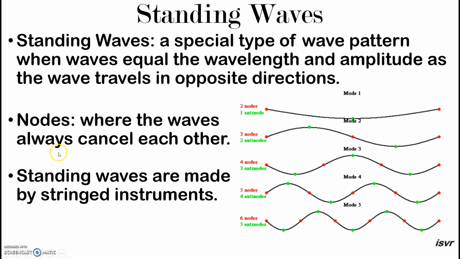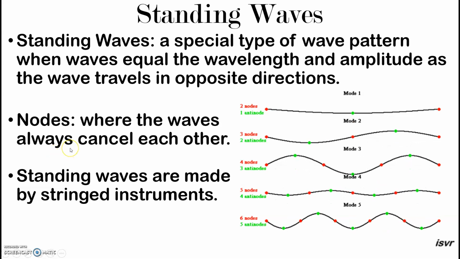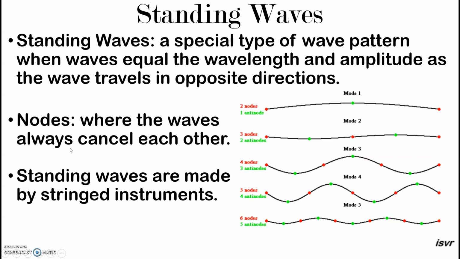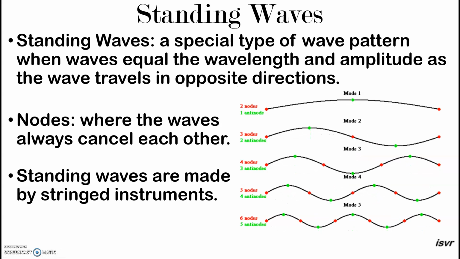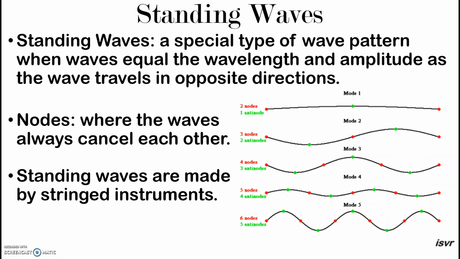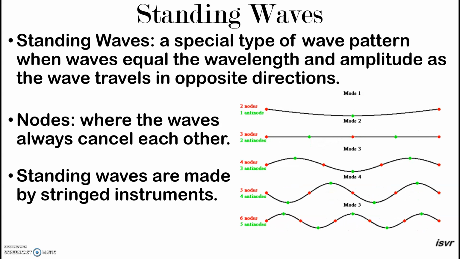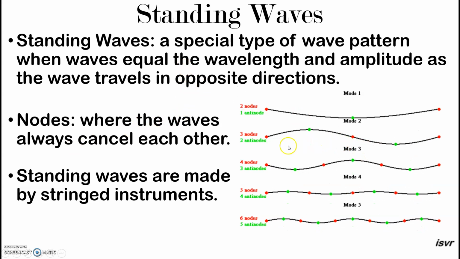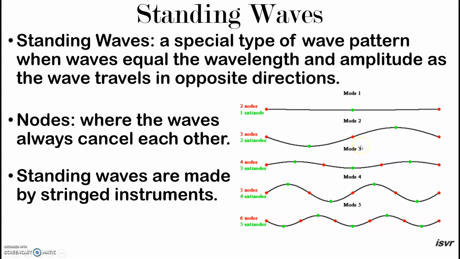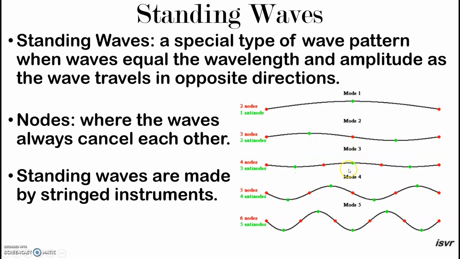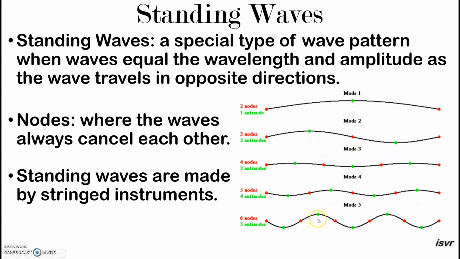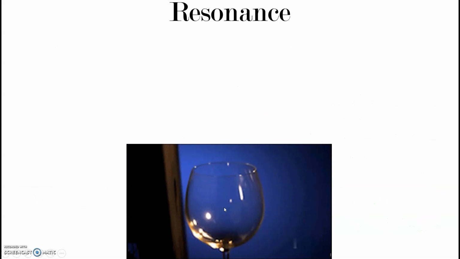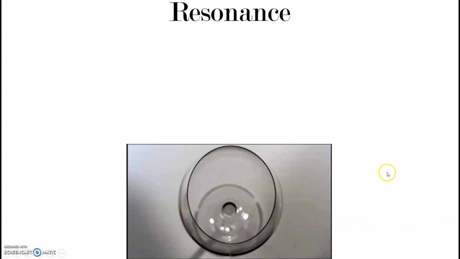Standing waves are actually what are made by stringed instruments. When you strum a guitar string, a violin, anything that has a string on it, if you actually watch, you'll notice when you strum it, it looks like it's kind of vibrating and moving, but it doesn't. It has this rhythm to it if you look at it very closely, and then the more it vibrates, the higher the tone.